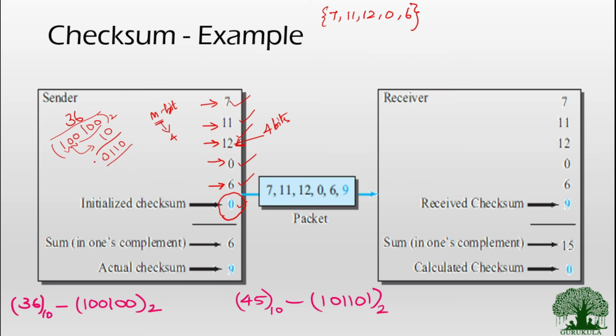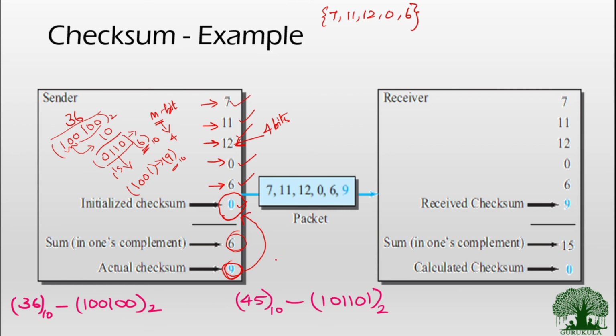If I convert this to decimal, I get 6, and this 6 is what I got after performing the one's complement addition. Then you will have to complement this value. Taking the one's complement of this value gives the checksum. If I take the one's complement, I will get 1001. If I convert this to decimal, I get 9, and this 9 is my checksum. I will have to replace the 0 with this 9 before transmitting my signal.